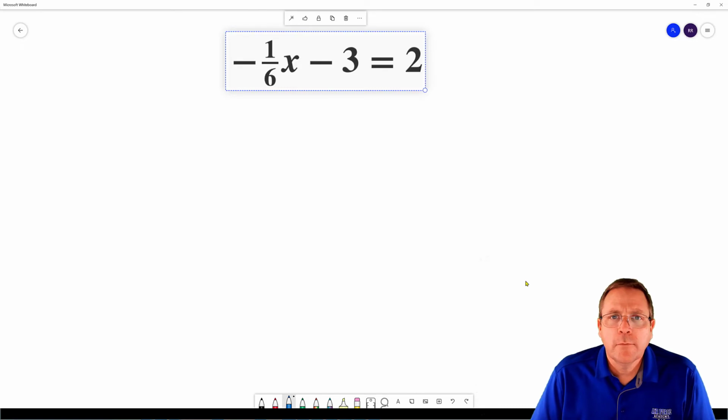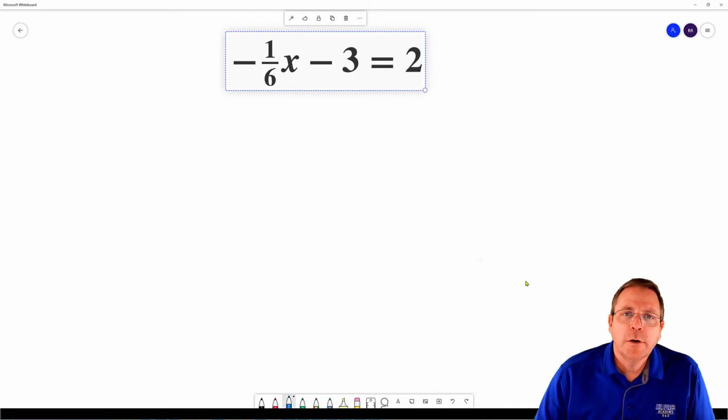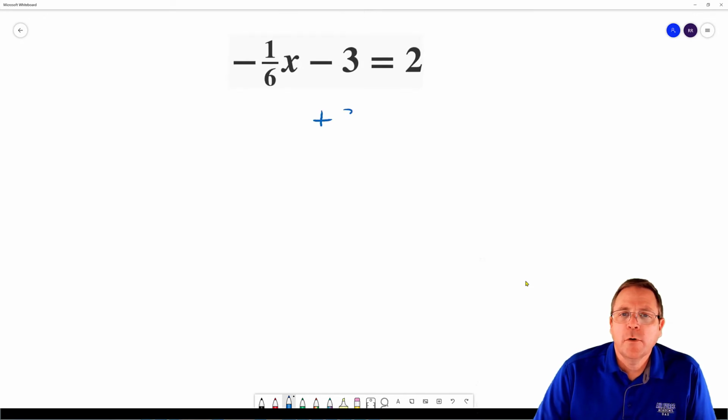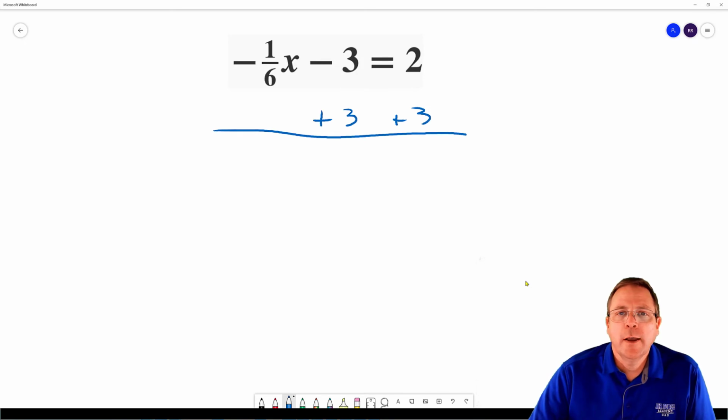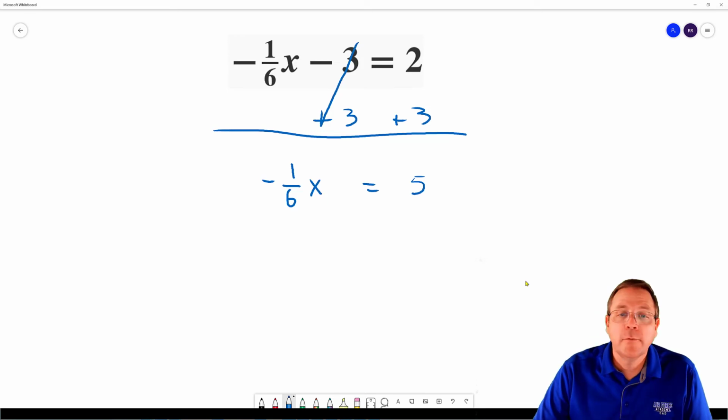Alright, hopefully you got it right. We're going to start off by undoing addition and subtraction. 3 is being subtracted from x, so I'm going to start off by adding 3 to both sides. When I do that, these 3s zero each other out, leaving a negative 1/6 times x is equal to 2 plus 3. Well, that's going to end up being 5.